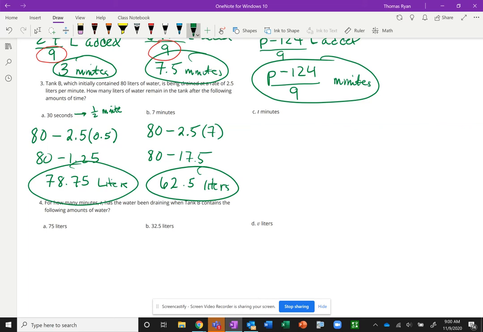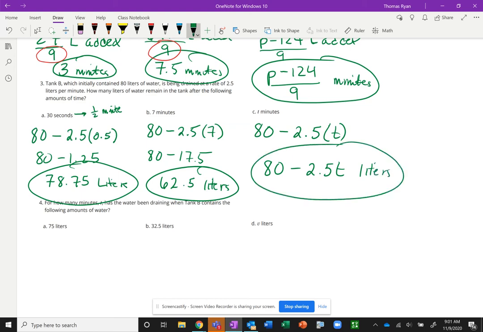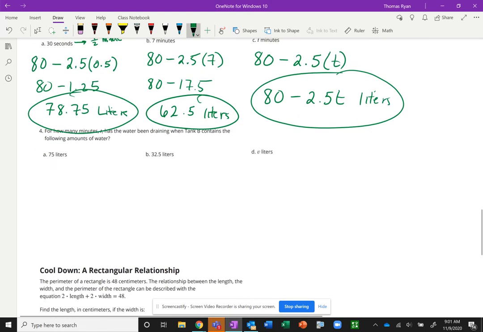Same idea. What if we don't know how much time? Well, we do know that it starts with 80 and we're subtracting or draining 2.5 liters for every t minutes. So our expression will remain 80 minus 2.5t liters. Okay, once again, now we want to think in the other direction. Well, what if we know how much water there is? How much time has passed?